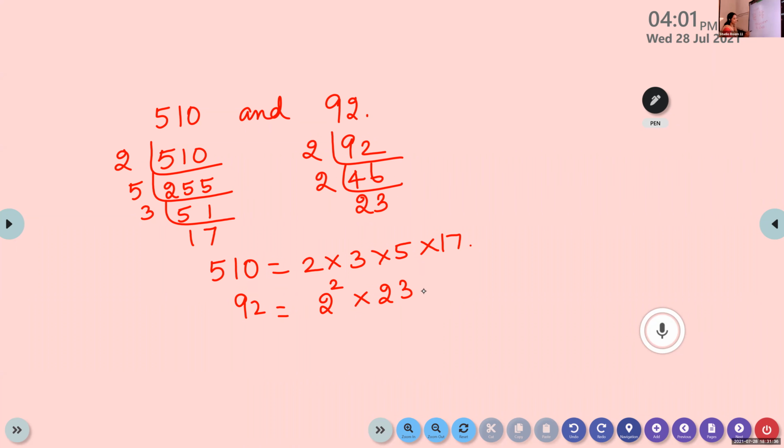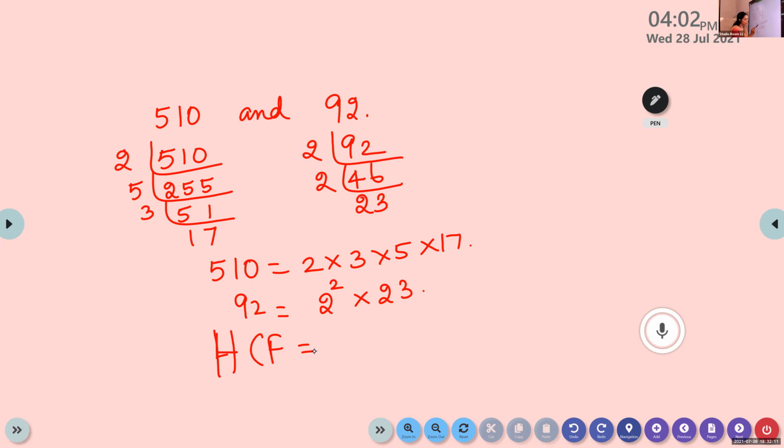Now we have to write the LCM and HCF. After prime factorizing, we have to write the LCM and HCF. So now tell me, children, what is the HCF here? What will be the HCF here? 2, very good. Look at here. 2 is present in both. HCF means we have to write the common factor.